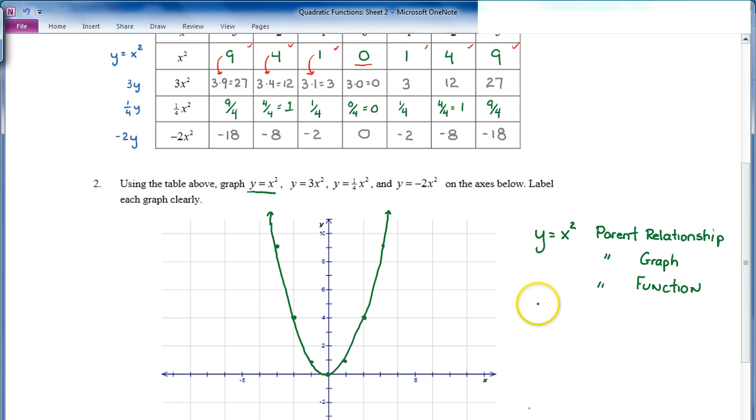We want to be able to identify a couple things. We want to be able to identify the vertex. The vertex is always a point. The vertex is where we change direction. So that would be here, 0, 0.